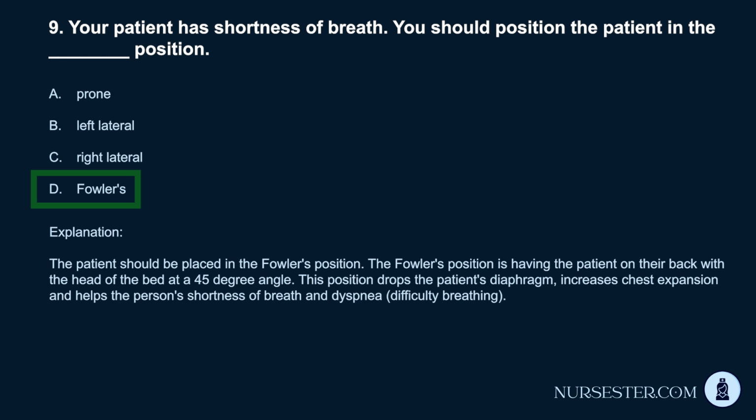The Fowler's position is having the patient on their back with the head of the bed at a 45-degree angle. This position drops the patient's diaphragm, increases chest expansion and helps the person's shortness of breath and dyspnea, difficulty breathing.